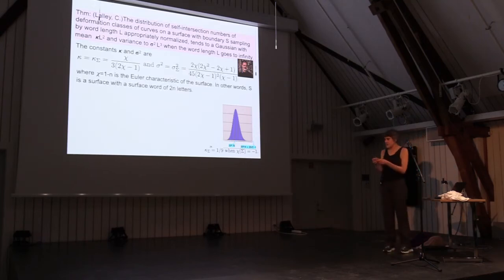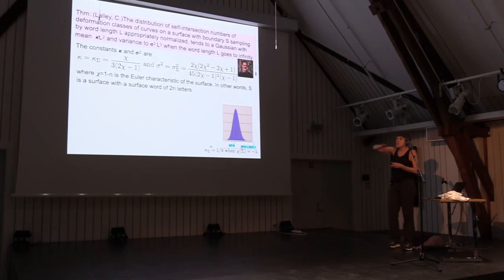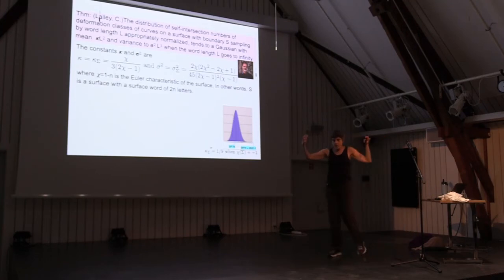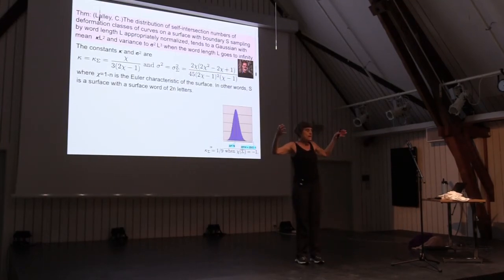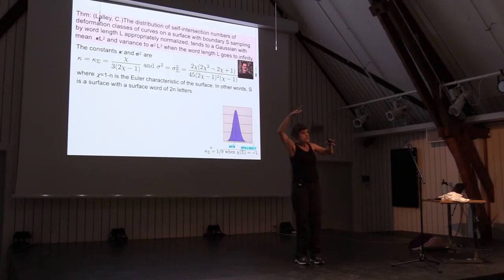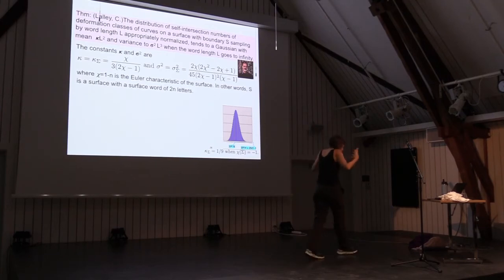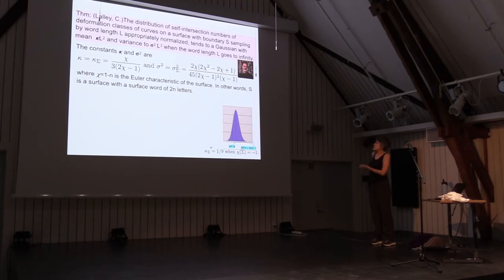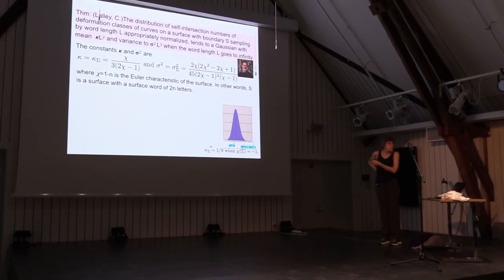The theorem says that, of course, this is asymptotic. If you look at all the free homotopy classes of a large word length, then the distribution of these classes by self-intersection is a Gaussian, or it gets very close to a Gaussian, and the mean is a constant times the word length squared, and the variance is a more complicated constant times the word length squared. So here it is.